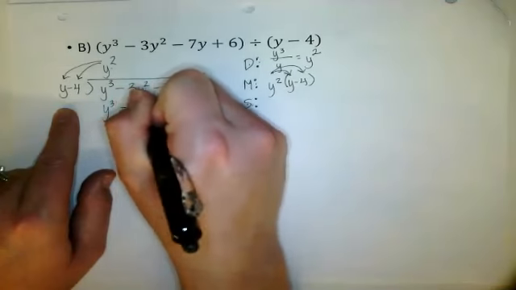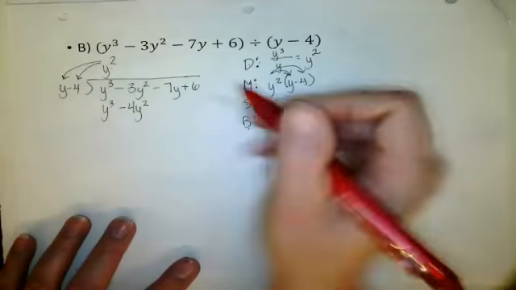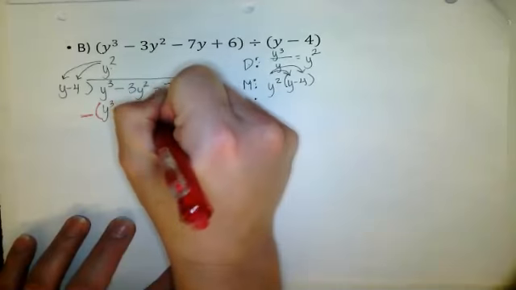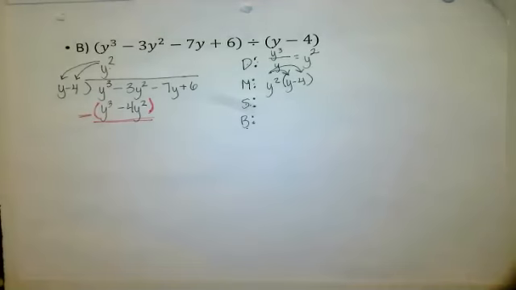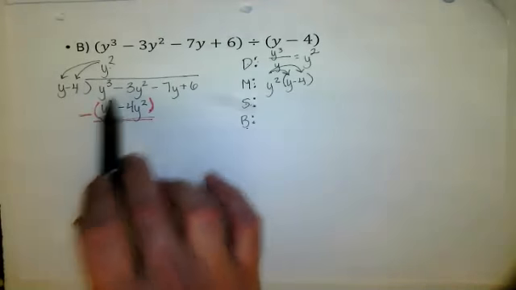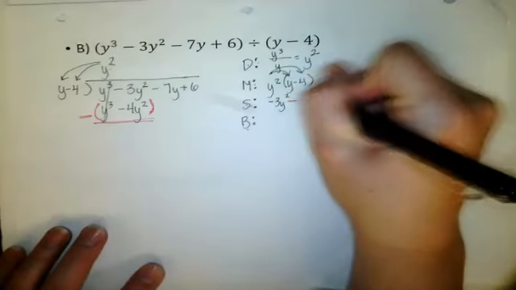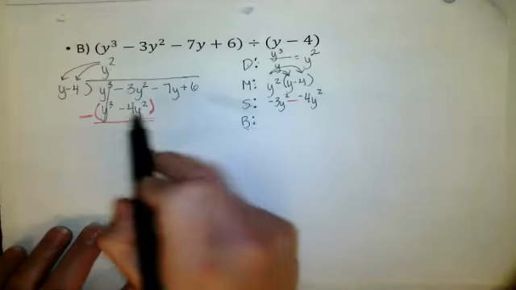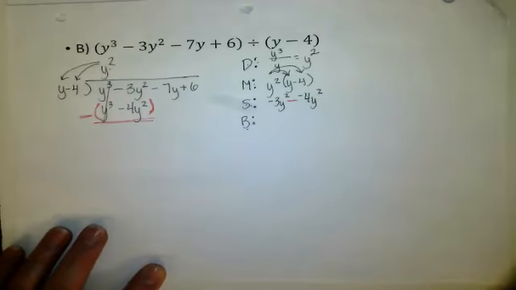Negative 4y squared, yes. Then what do we do? Subtract. Subtract everything. All right, y cubed minus y cubed is 0. But then we have negative 3y squared minus a negative 4y squared. What happens? Got lots of negatives there. What happens?